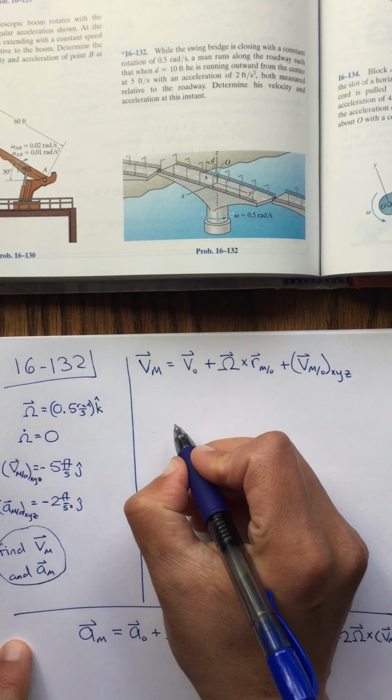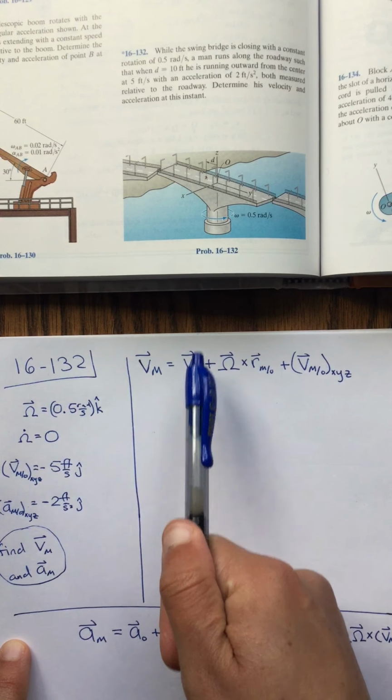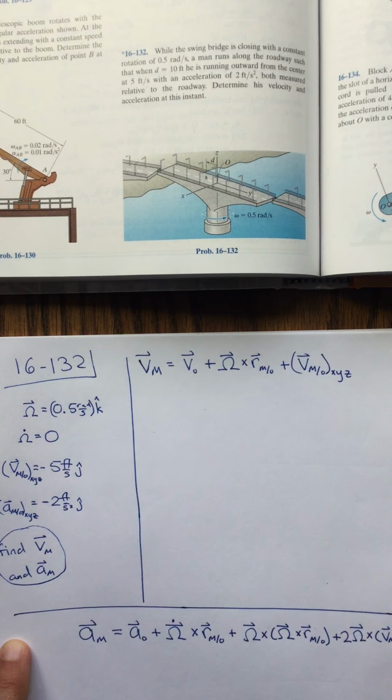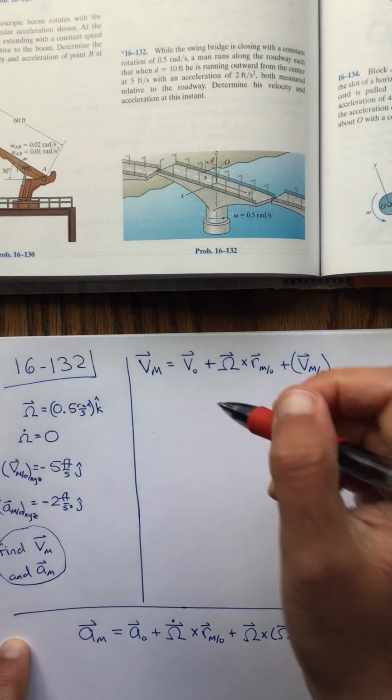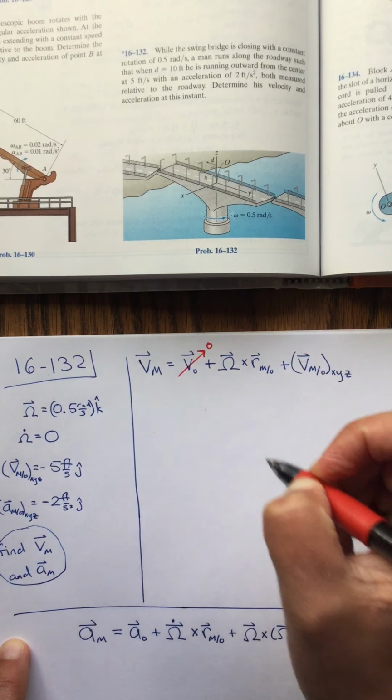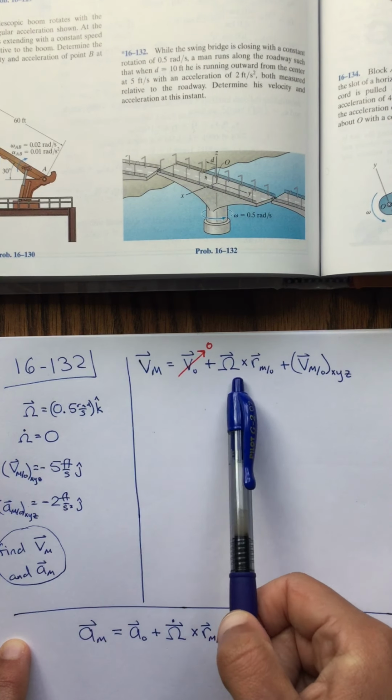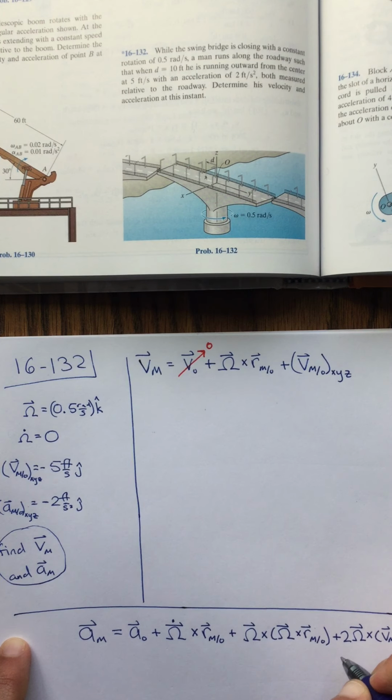We're looking for the velocity of the man. This is the velocity of point O. So the drawbridge is rotating, but point O is not translating. Point O is staying at the same spot. So this is 0. We've got our cross product here to do.